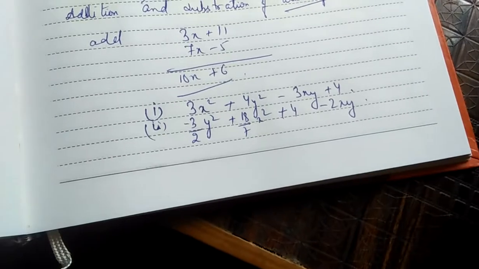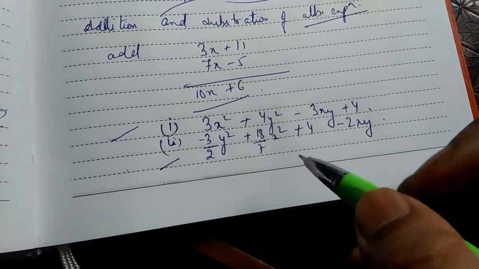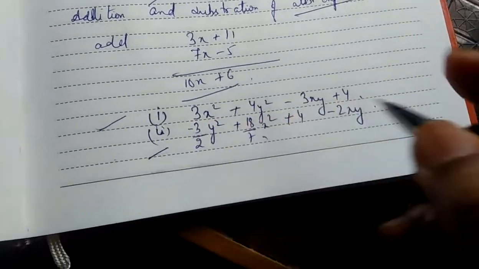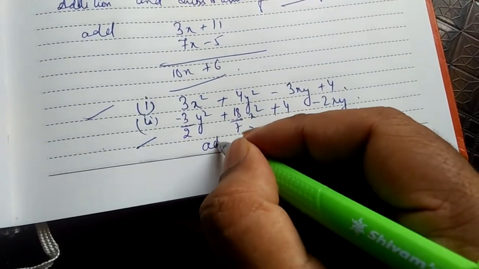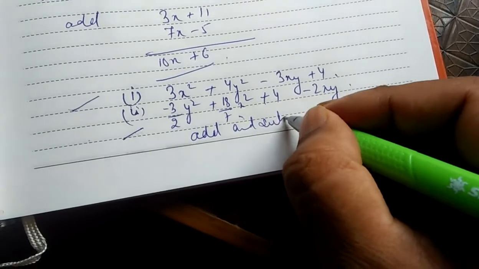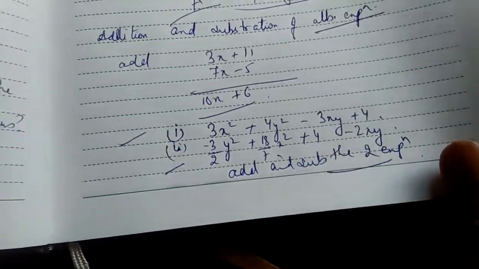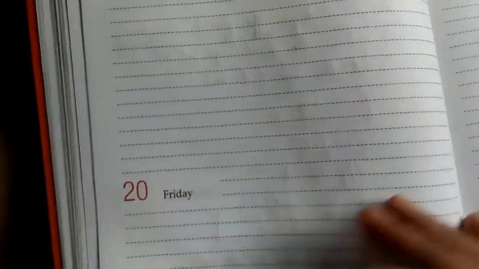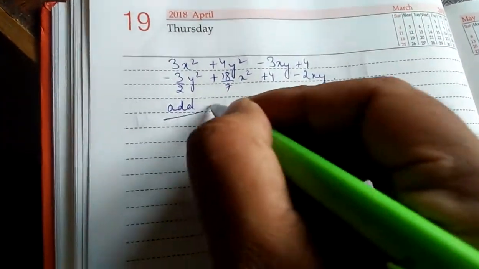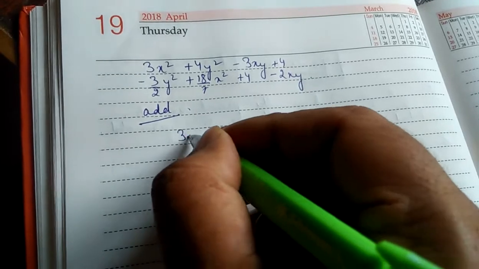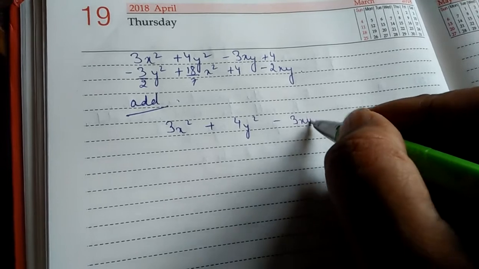So the first step is going to be rearranging it. You have to bring the like terms together first. So we will do the two operations with this only. So add and subtract the two expressions. So let's see them. In order to add, 3x square plus 4y square minus 3xy plus 4.